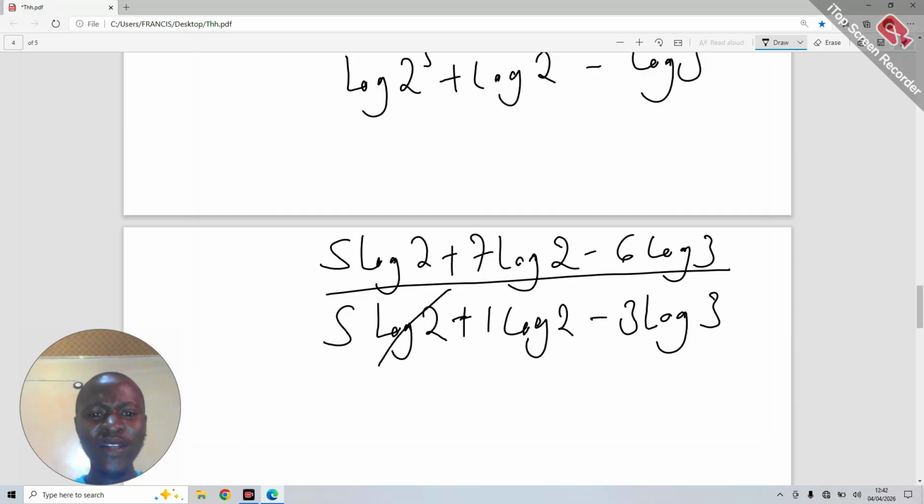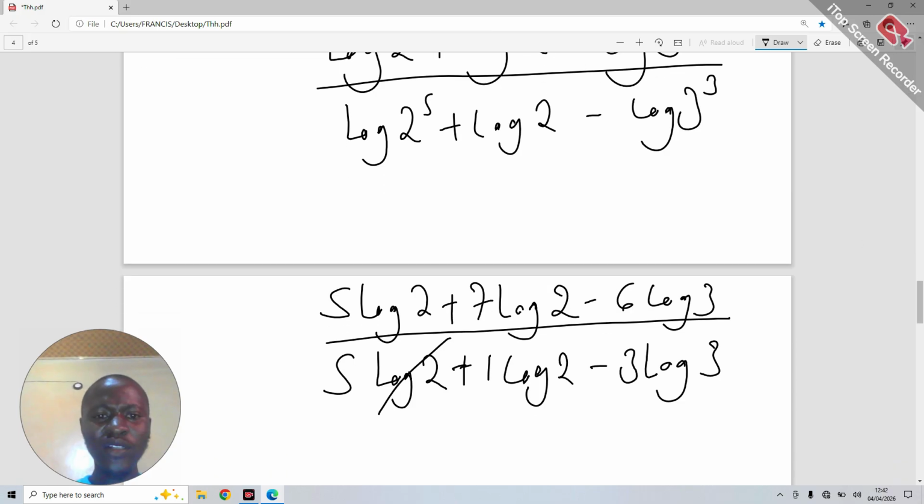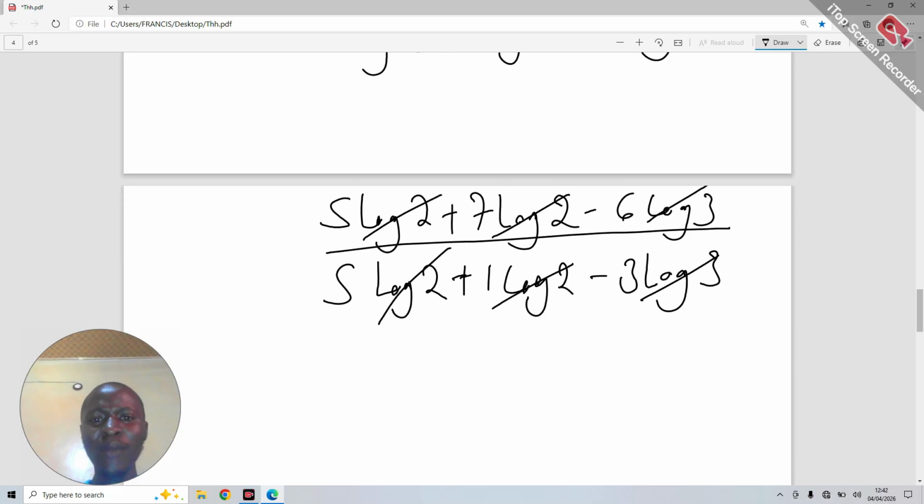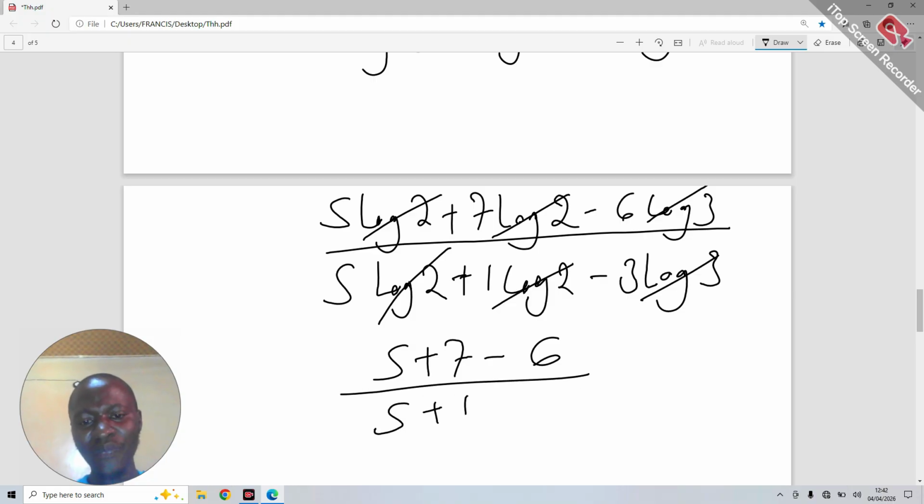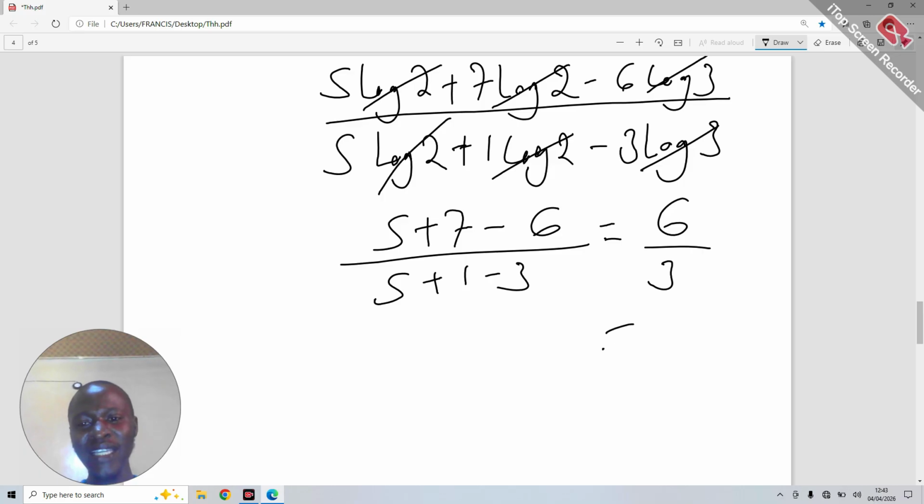Then you will see them cancelling. Log 2 cancels log 2, and so on, and then adding 5 plus 7 minus 6, all over 5 plus 1 minus 3. I don't know if that is right, but 5 plus 7 is 12, and minus 6 we get 6, all over 5 plus 1 minus 3, they get 3. Then taking 6 divided by 3, you will see them having the answer as 2.